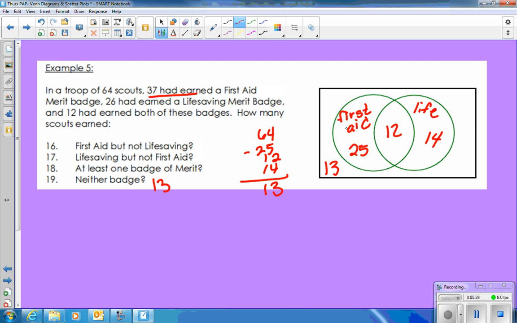First aid but not life-saving. Here's first aid, no life-saving, so that's 25. Life-saving but not first aid, it's 12. At least one badge. Well, at least one badge is everybody that falls in here. So 25, 12, and 14 gives me 51. 51 earned something, 13 earned nothing.